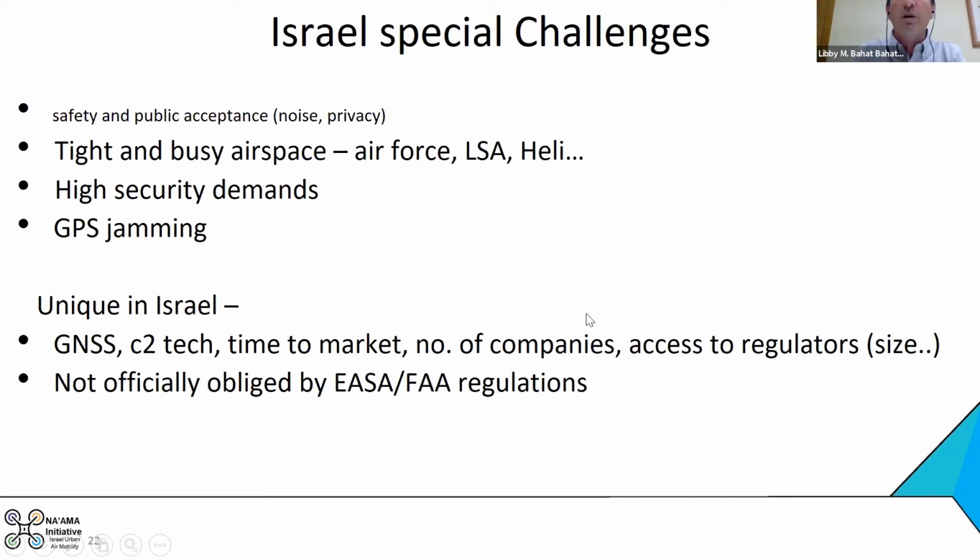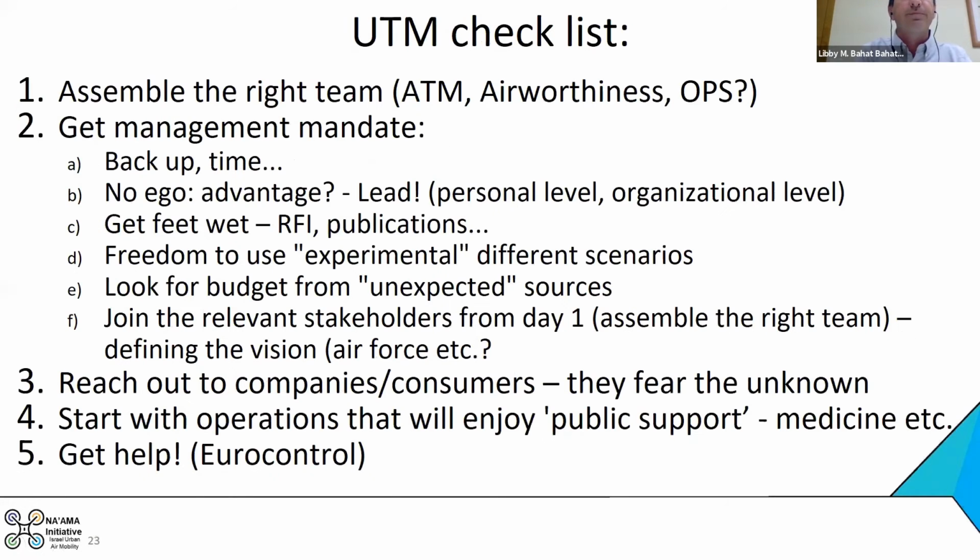I mentioned the number of companies, the accessibility, the size, which is some sort of an advantage, and the part that we are not officially obliged by either of the major FAA or EASA. The last slide is a sort of a checklist if you're an ANSP or a regulator or just an entrepreneur, what needs to be done. So as in many cases, assembling the right team is the first part. In the CAA, it's mainly ATM, us from the ATM section, and the airworthiness. These are, we thought, the more complex problems to solve.